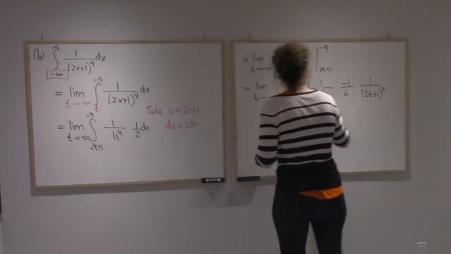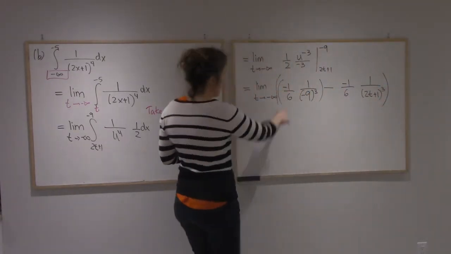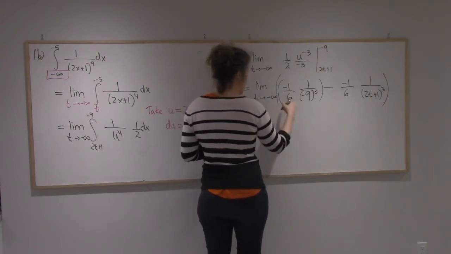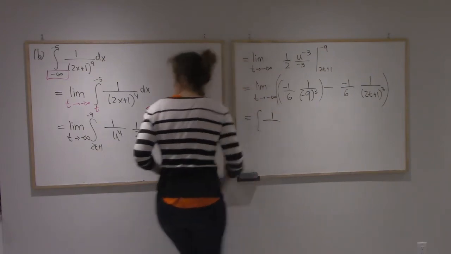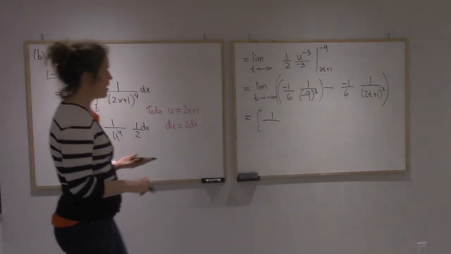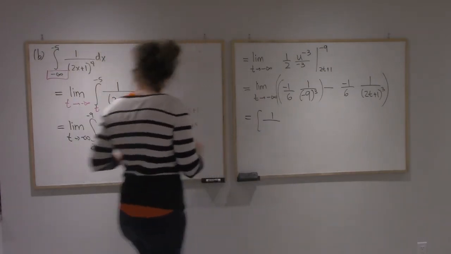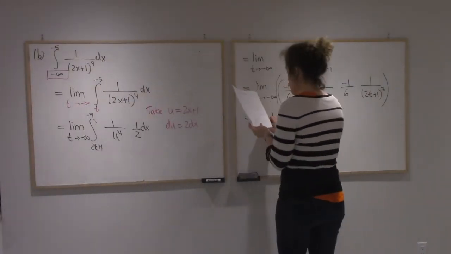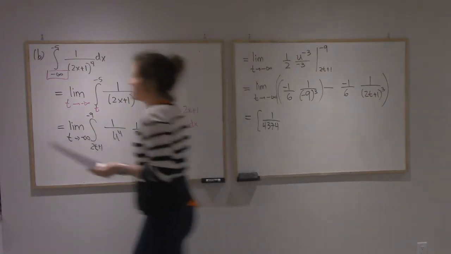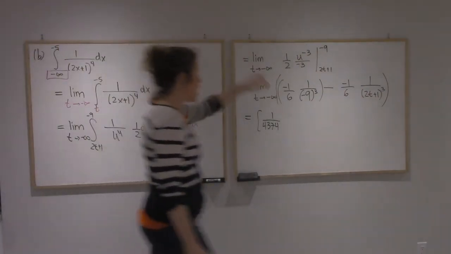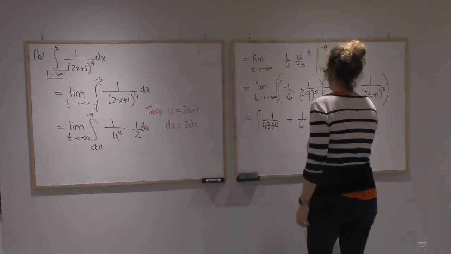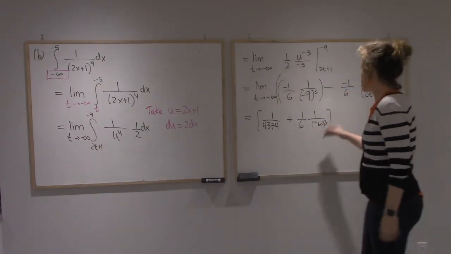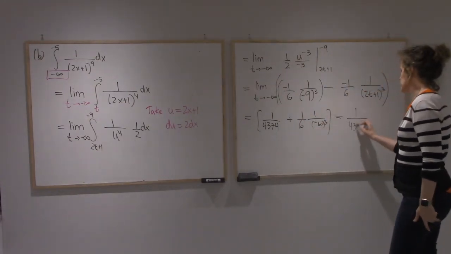And I'm going to need to take the limit of all of this. That term doesn't have a t, so it just stays the same. So I'm going to get 1 over 6 times 9 cubed. I've computed it before. That's 4,374. For this one, I get plus 1 over 6, 1 over minus infinity cubed. That goes to 0, so I get 1 over 4,374.